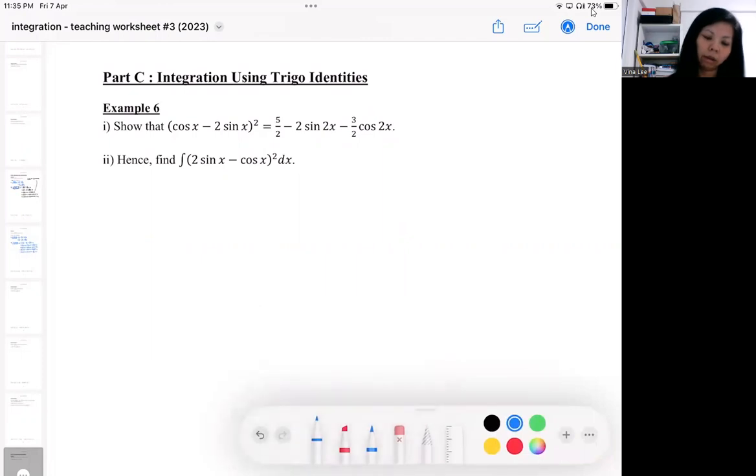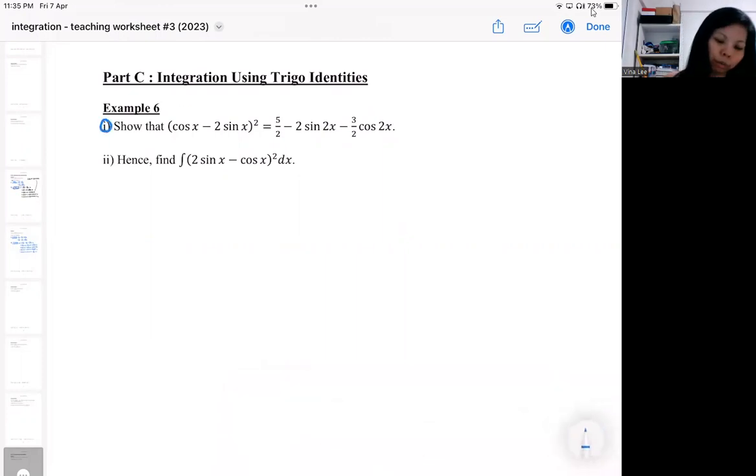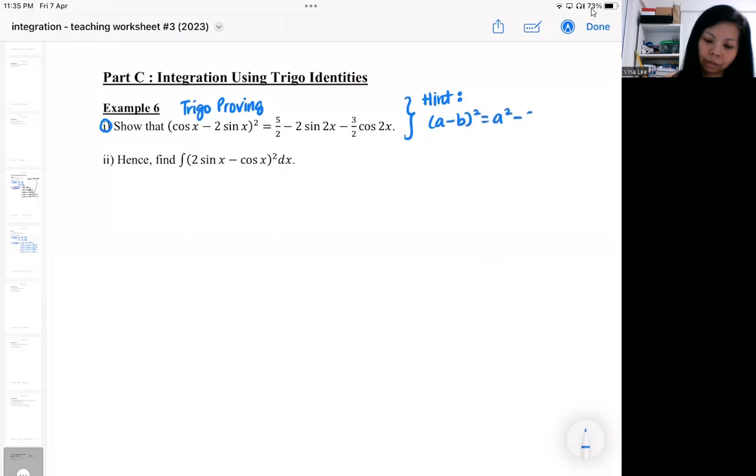Okay, so for part 1, usually most people will find it difficult to show. So part 1 is the trigo proving. In this part 1, I would like you to try, but my hint is you need to use the double angle formula. So you need to expand the left side. The hint is you start from the left side, you do your basic expansion. You use this expansion, and then you got to be using double angle.